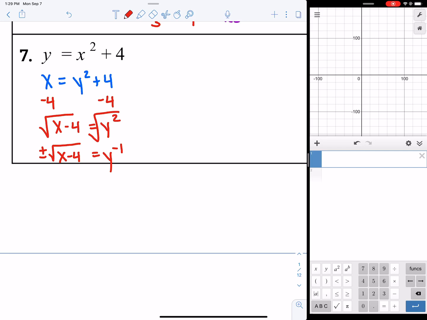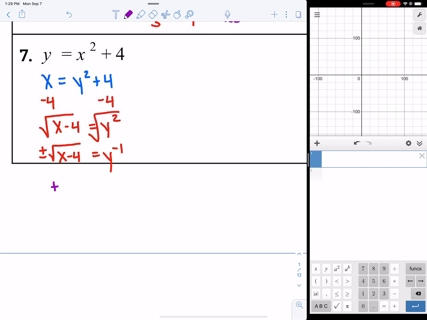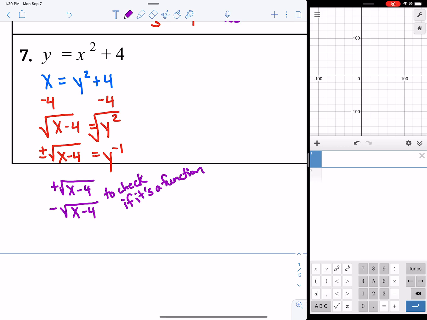Now to see if this one is a function, we actually have to type in both. We have to type in positive square root of x minus 4 and a negative square root of x minus 4 to check if it's a function, because that's all we're checking for in case they ask that question. If they don't ask, you don't have to worry about it. But if they do ask you that question, you need to know how to answer that question.